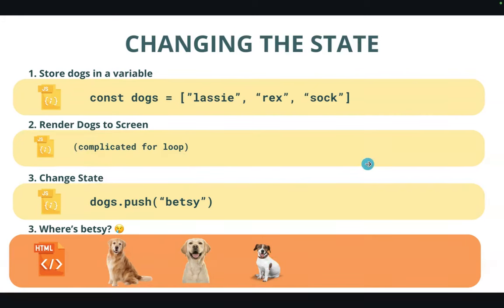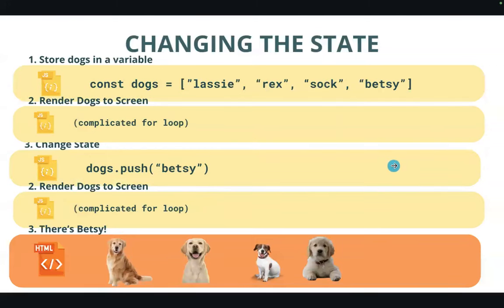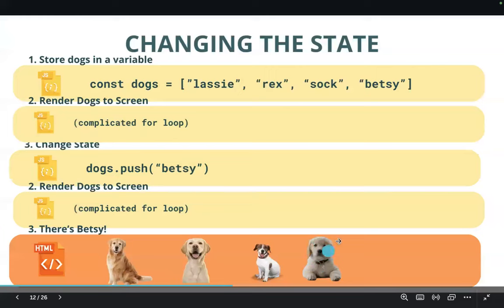And it's not too bad, but once you end up with lots of different state variables and every single one of them might be changing in multiple places in your code, it starts to get unruly and confusing, because basically every time you change your state, you have to remember to re-render it. And that's just error prone and confusing. So the way to fix it here is we have step one, step two. Store the dogs in a variable, render the dogs to the screen, change the state, and then we have to render them to the screen again once we've changed it. So every time we change the state, we have to re-render manually. And there we can see Betsy showing up.